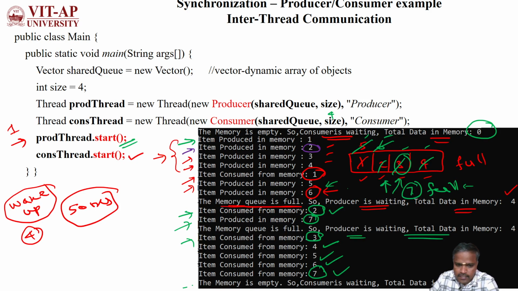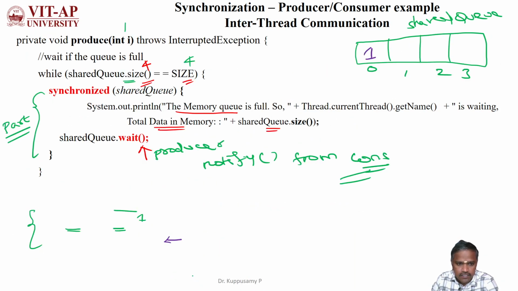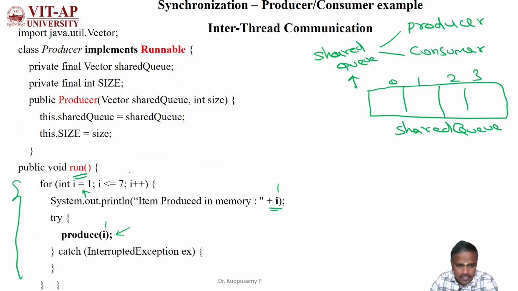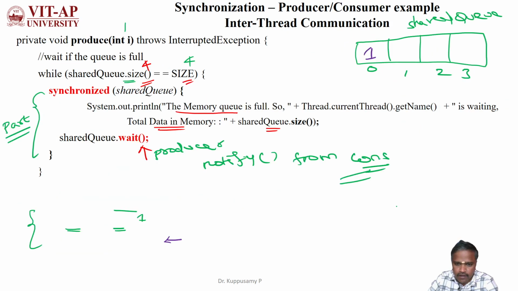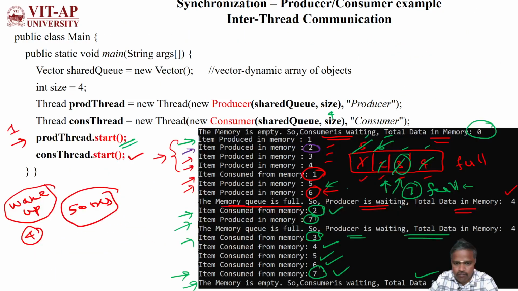Now the memory is empty, so total data in the memory is 0. We have used only 7 iterations, that's why it is stopped here. Only 7 iterations, 7 data will be inserted one by one based upon the queue concept, first in first out, like that.